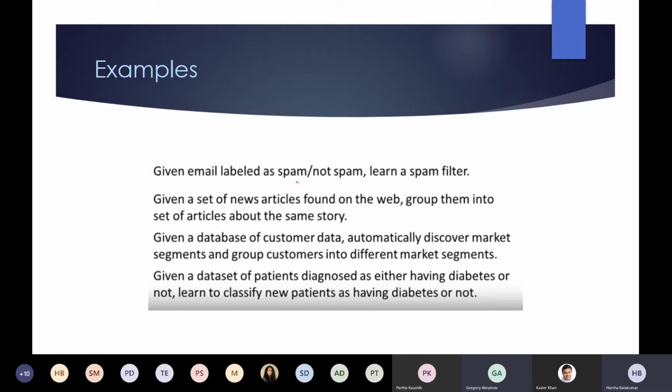Yes, correct. Okay, given a set of news articles found on the web, group them into sets of articles about the same story. Unsupervised. Fine. Given a database of customer data, automatically discover market segments and group customers into different market segments. As I gave as an example, so you know what it is. Unsupervised. Fine. Given a data set of patients diagnosed as either having diabetes or not, learn to classify new patients as having diabetes or not. Supervised. Good. You guys are on top.